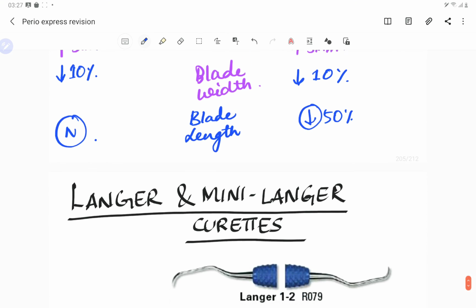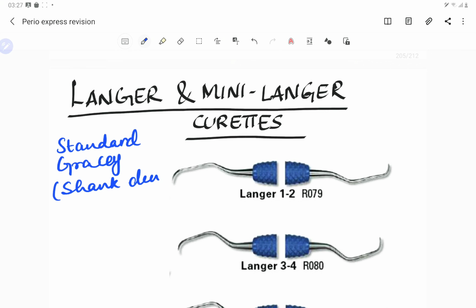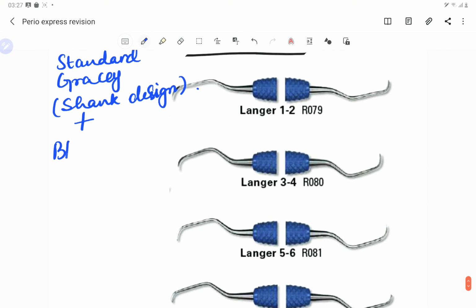So guys, next one we have is the langer and the mini langer. Now langer and the mini langer, what we have to do, we have to combine both of them. So the standard Gracey's shank design, because they have got different shank designs for different areas, plus the blade of universal curette.